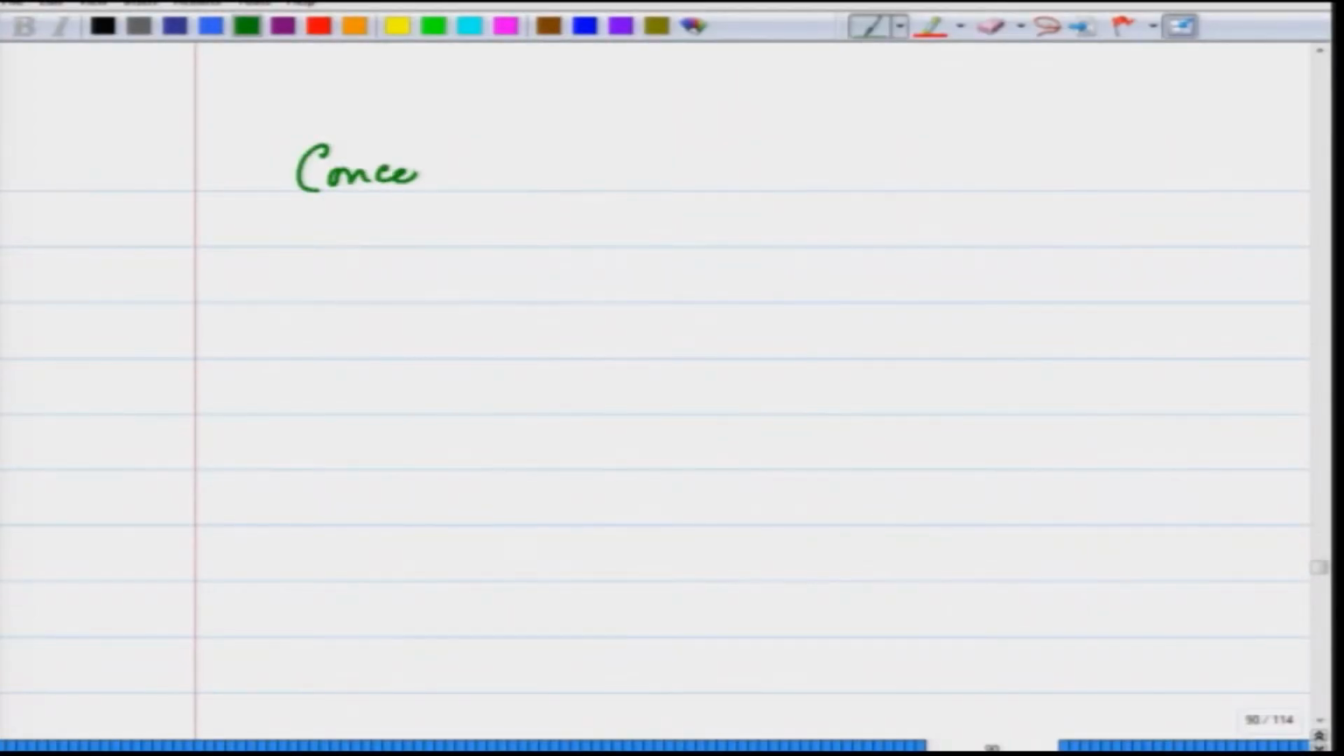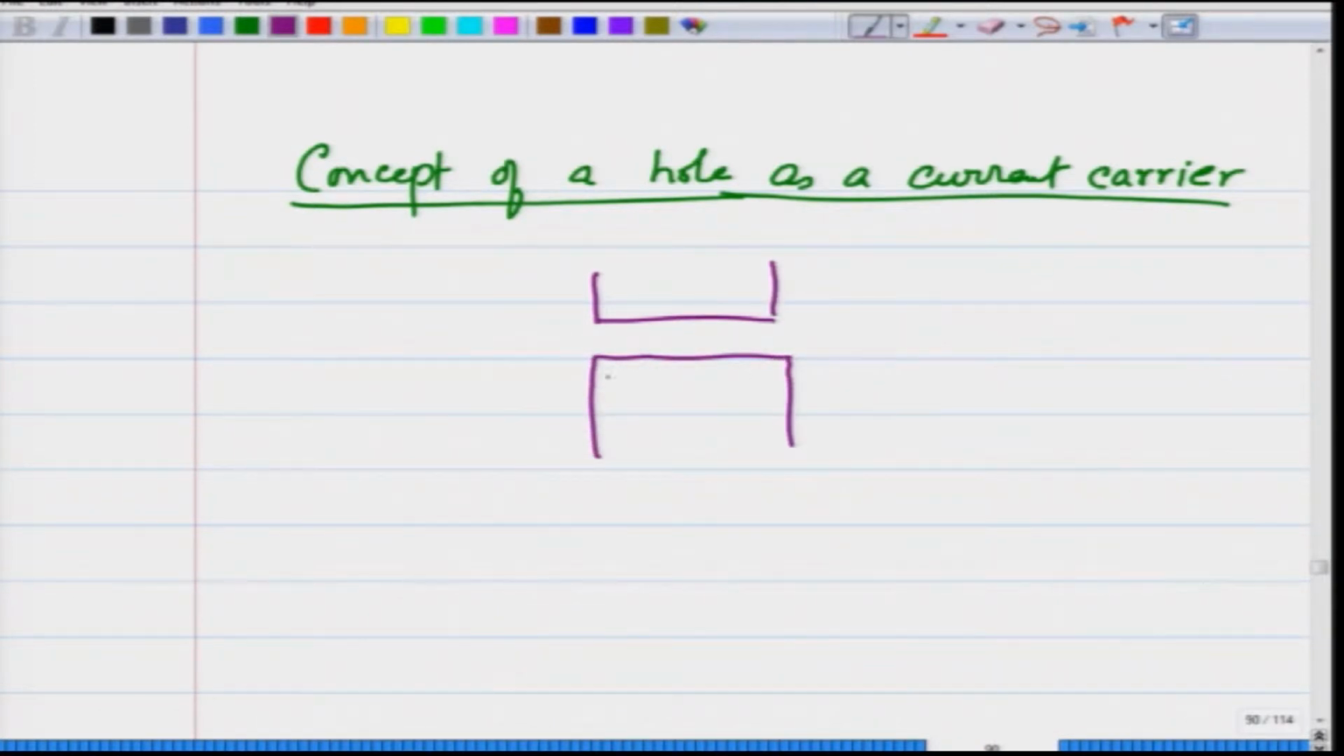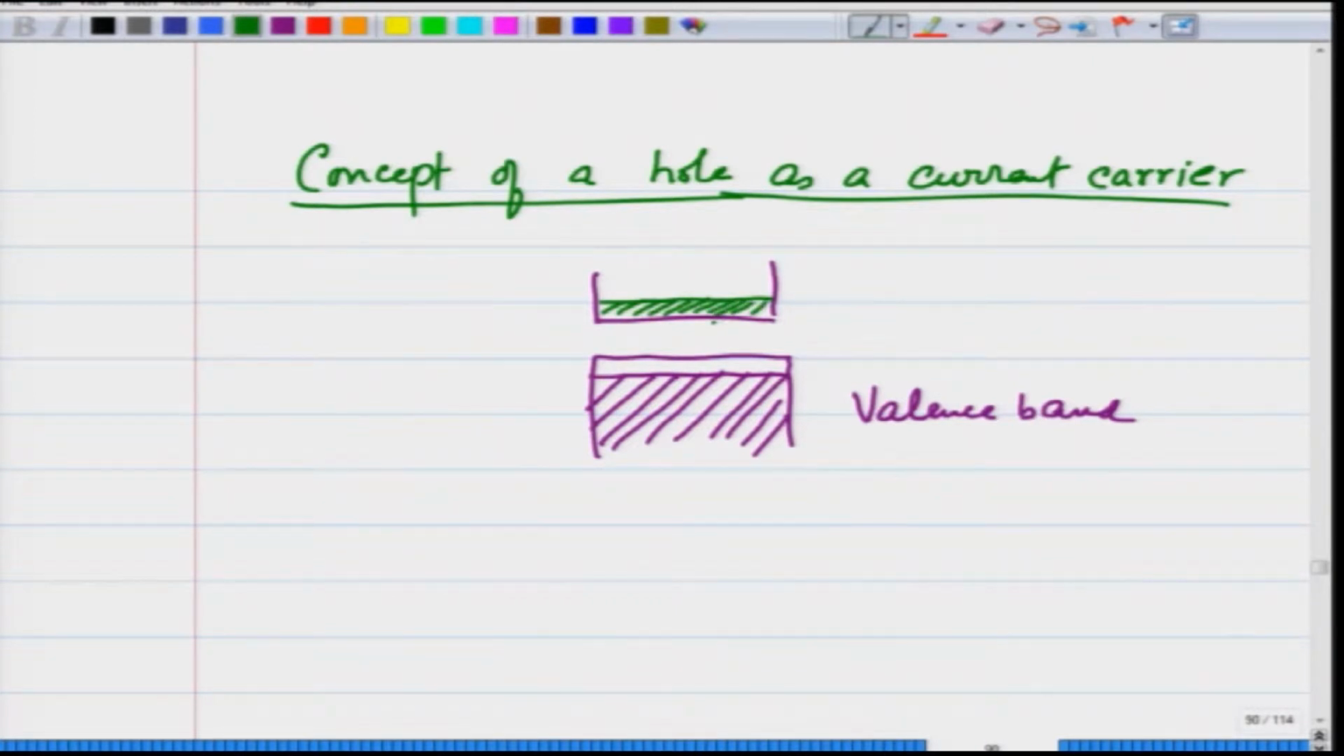In the previous two lectures, I have discussed the concept of a hole as a current carrier. This becomes important in a semiconductor, because in a semiconductor what I have is two bands which are partially filled. The lower band, which I call the valence band, is filled quite a lot and partially empty. So, this is what I am going to call valence band, and the upper band, which we call the conduction band, has a few electrons.